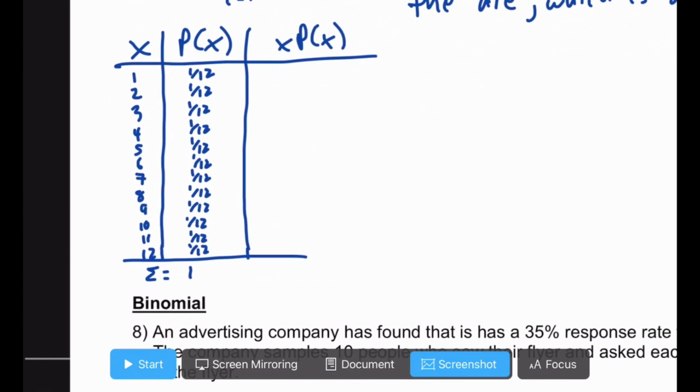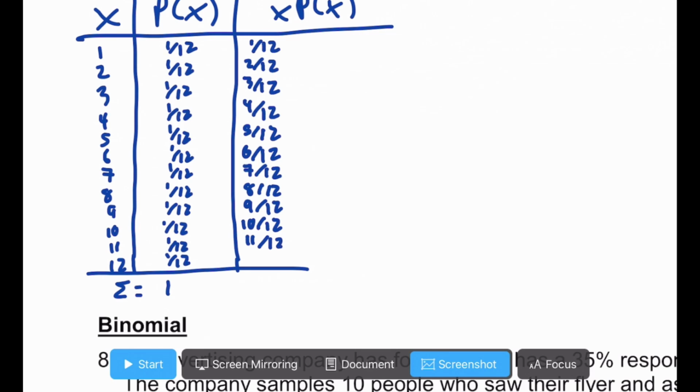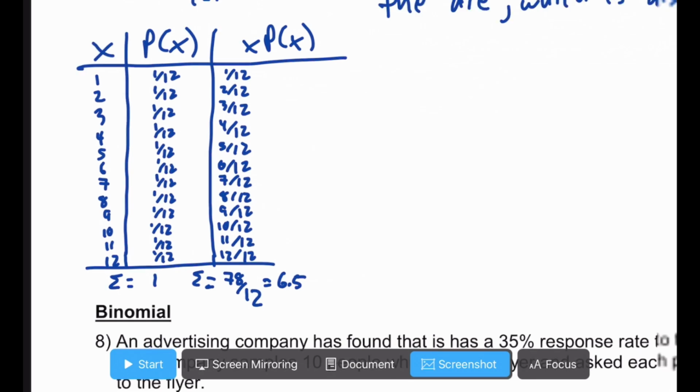And let's find our xp(x). So we're just going to multiply across. So I'm going to have 1 over 12, 2 over 12, 3 out of 12, all the way down. 4 times 1 over 12 is 4 over 12, and 5 over 12, and 6, 7, 8, 9, 10, 11, and 12. And let's sum those all up. And when we do that, we find that the sum of all of these is equal to 78 over 12, which we can simplify to 6.5.